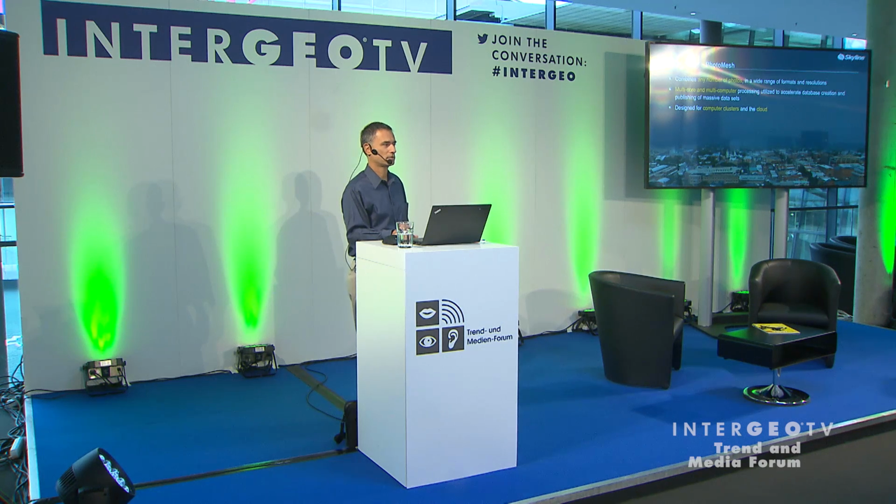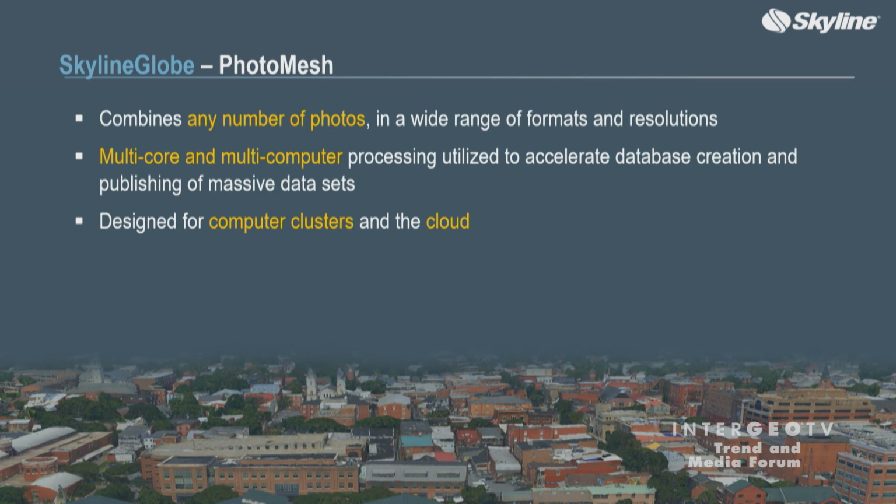So PhotoMesh is unique in that it can handle very large data sets of imagery. It utilizes multi-core and multi-computer techniques to actually divide a job into small tasks and be able to delegate these tasks to numerous machines. And this was designed from the ground up to be compatible with cloud computing so that you can leverage the power of the cloud to get very big jobs done very quickly.